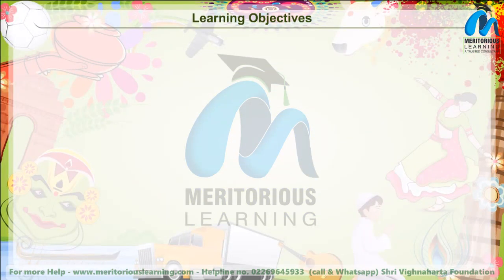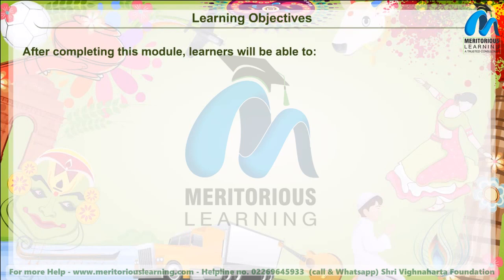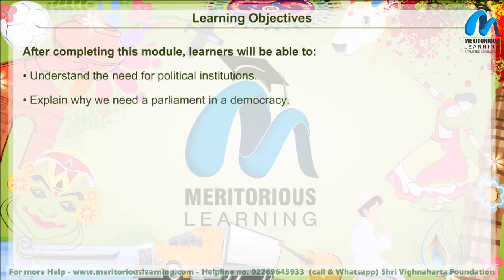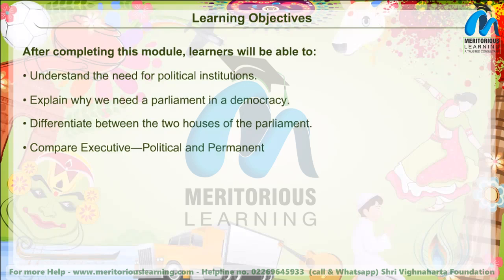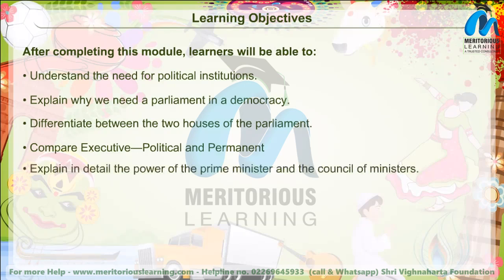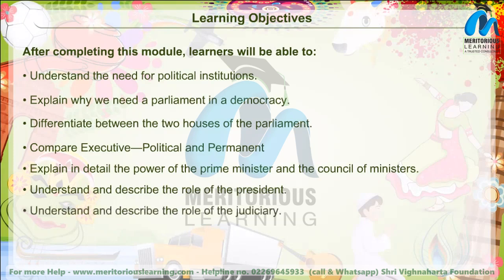Learning objectives. After completing this module, learners will be able to understand the need for political institutions, explain why we need a parliament in a democracy, differentiate between the two houses of the parliament, compare executive, political and permanent, explain in detail the power of the Prime Minister and the Council of Ministers, understand and describe the role of the President, understand and describe the role of the Judiciary.